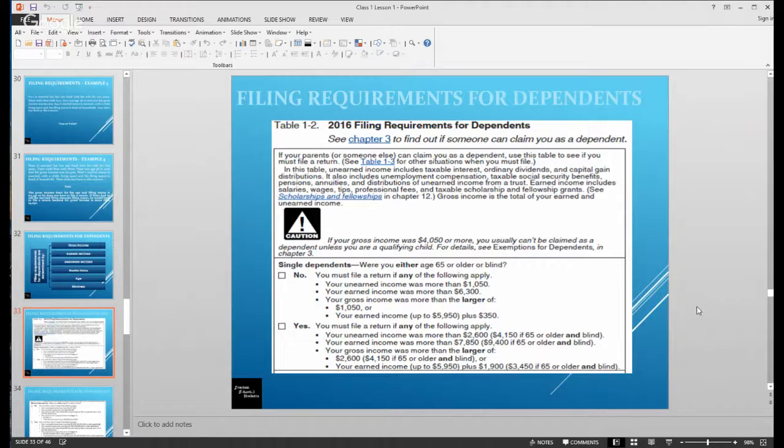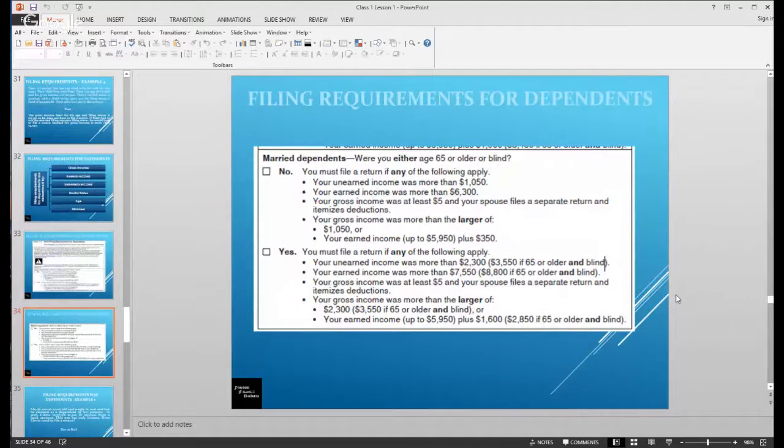So you would have to file a return if any of the following apply. If your unearned income is more than $1,050, or your earned income is more than $6,300, or your gross income is more than the larger of $1,050 or your earned income up to $5,950 plus $350. So we're going to run a couple of examples here.